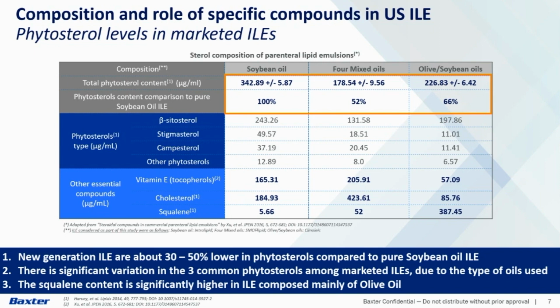As you can see, the phytosterol level is higher in pure soybean oil-based ILE compared to new generation ILE made of 4 mixed oils or olive oil mainly. These new generation ILE have phytosterol levels that are roughly 30 to 50% lower than pure soybean oil ILEs. As mentioned in the previous slide, you can observe again the 3 major phytosterols, with beta-sitosterol being the most predominant one.